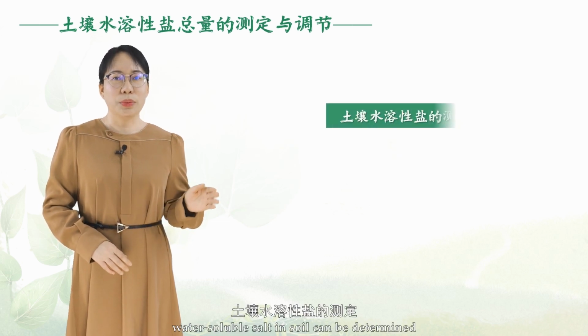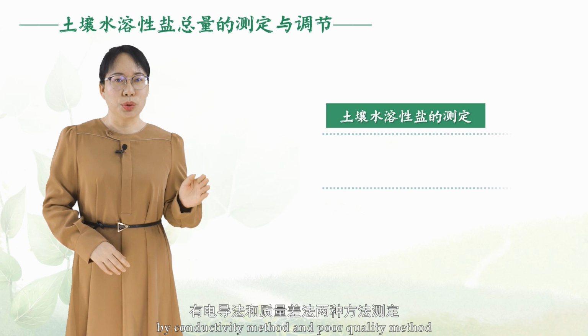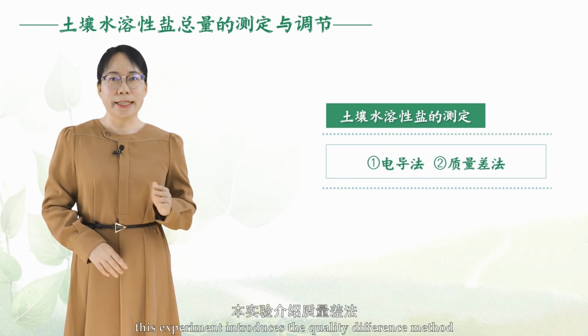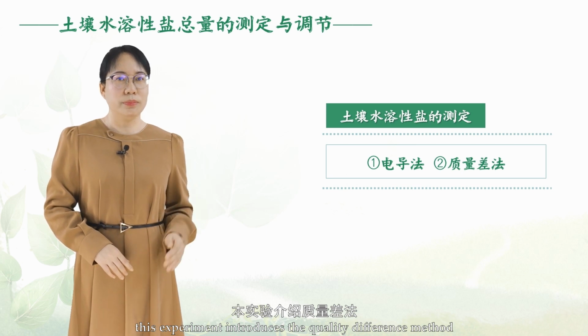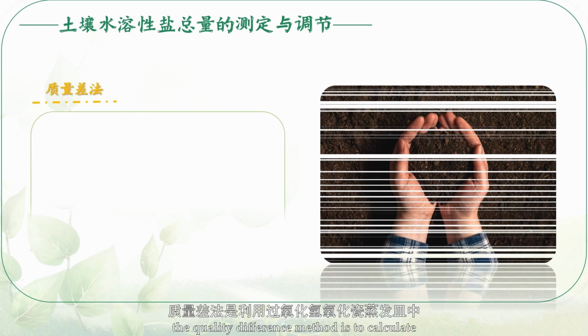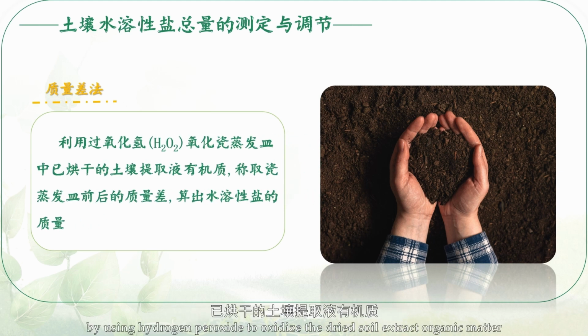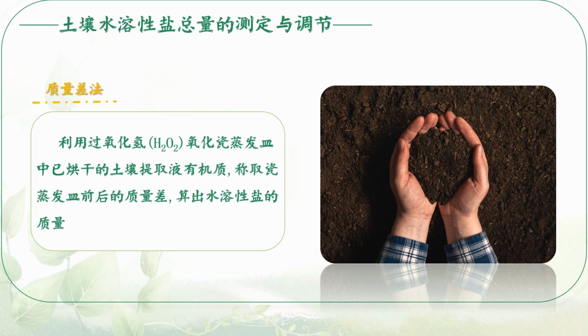Water-soluble salt in soil can be determined by the conductivity method and the quality difference method. This experiment introduces the quality difference method. The quality difference method calculates the quality of water-soluble salt by using hydrogen peroxide to oxidize the organic matter extracted from the dried soil in the porcelain evaporating dish, and weighing the quality difference before and after taking the porcelain evaporating dish.